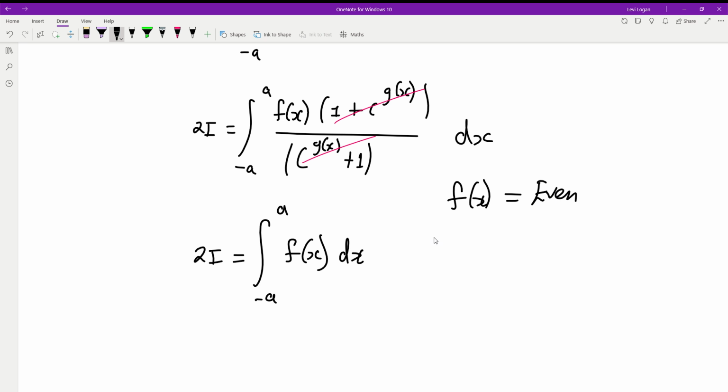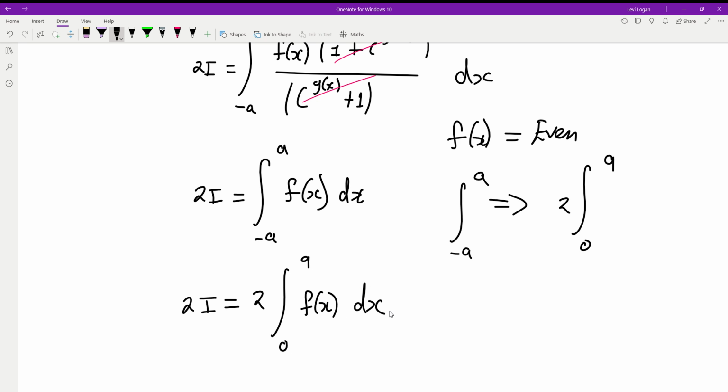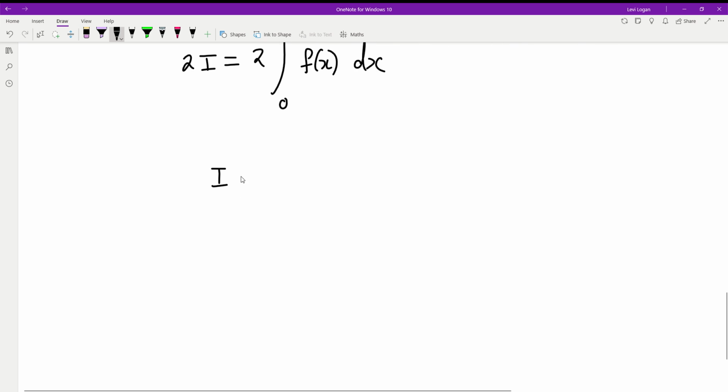Now, since f of x is even and you're integrating over symmetrical bounds, the integral from negative a to a is the same as double the integral from 0 to a. So we can replace that there. We have 2I is equal to 2 times the integral from 0 to a of f of x dx, divide by 2, and I is equal to the integral from 0 to a of f of x dx.